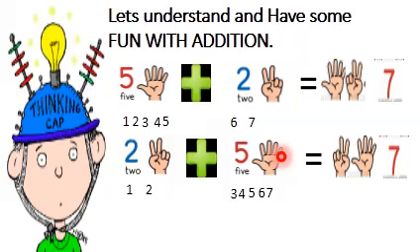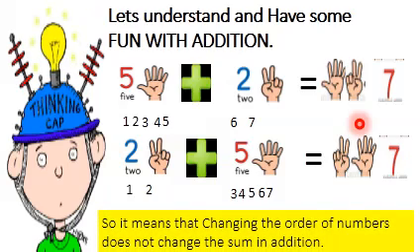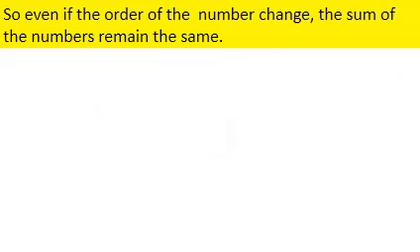So children, did you see when we change the order, that is here we are writing 5 and then we are adding 2 to it, and here we are writing 2 and then we are adding 5 to it. The answer or the sum does not change. So it means that changing the order of numbers does not change the sum of those numbers. So children, now let us see some examples and confirm the same.